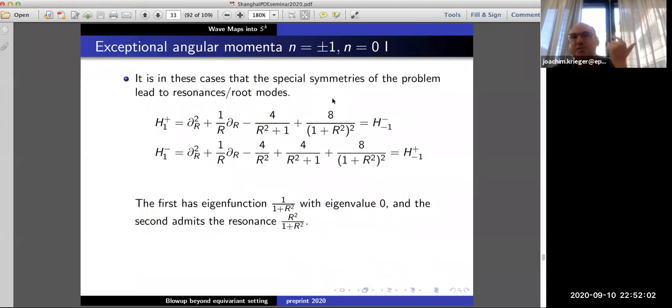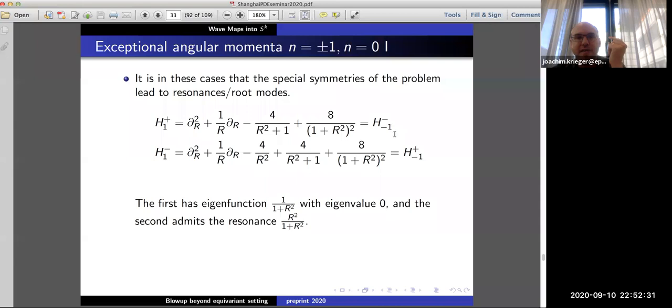Then there is the issue, of course, that there are some exceptional angular momenta. And in our formulation, they correspond to 0 and plus minus 1. And this is where the symmetries of the problem manifest themselves. So for example, when you have the n equal plus 1 mode for h1 plus here, then you have an eigenfunction, 1 over 1 plus r squared, with eigenvalue 0, right? So you have a root mode.